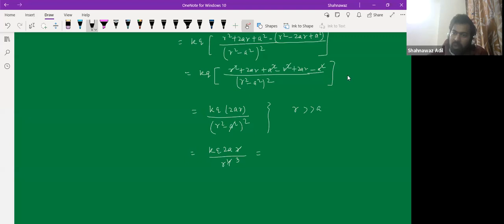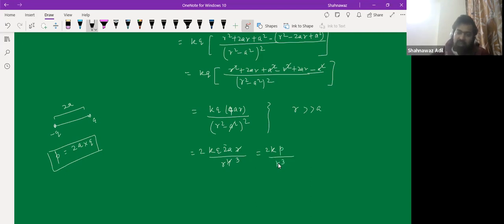And this is 2AQ. What is 2AQ? Can you guys tell me? We have this dipole, right? The separation into charge. What is this thing? P. Charge into separation, that is the dipole moment, right? Yes. So 2AQ is P. Oh, we had 4, right? So 2AR, 2AR, that is 4AR, and we can take out 2AQ and 2 is here. So this is 2KP by R cubed. That is what we expected, right?